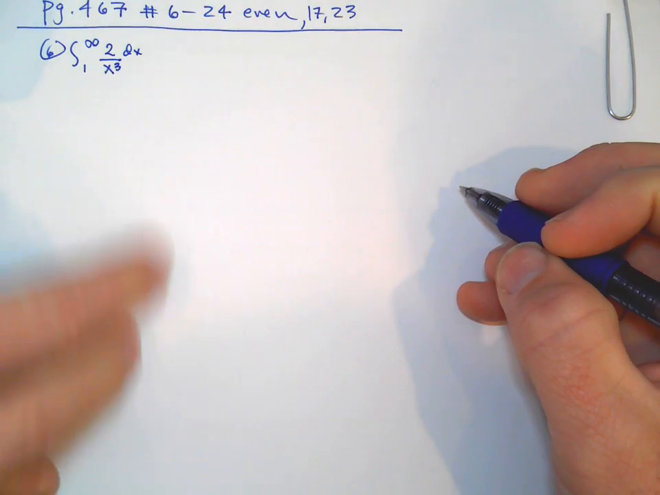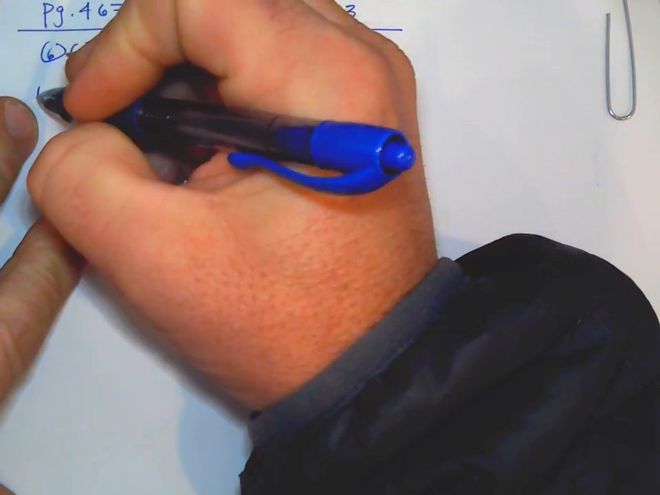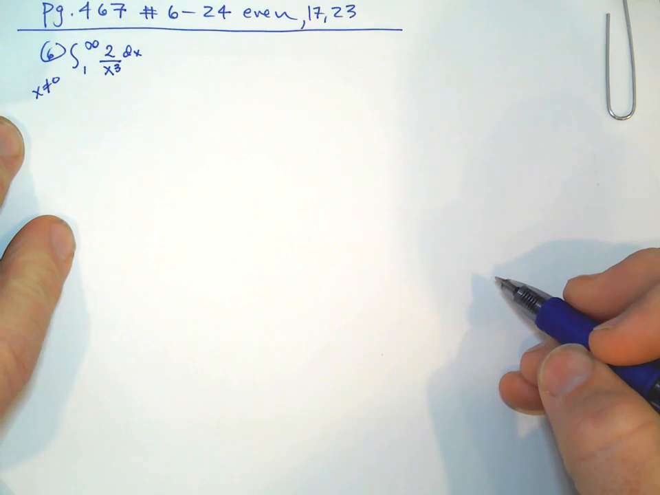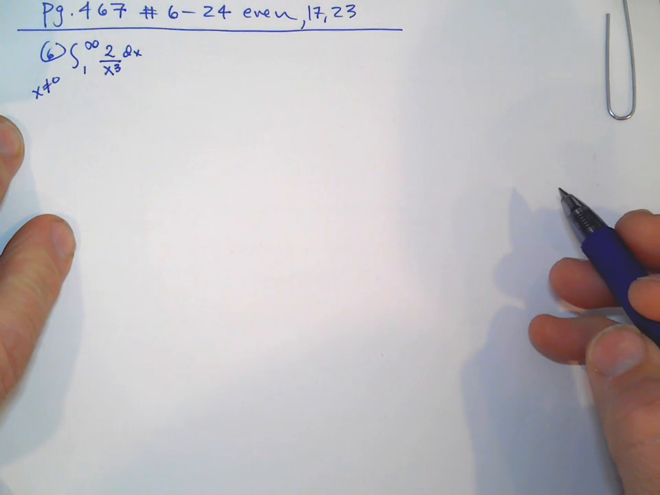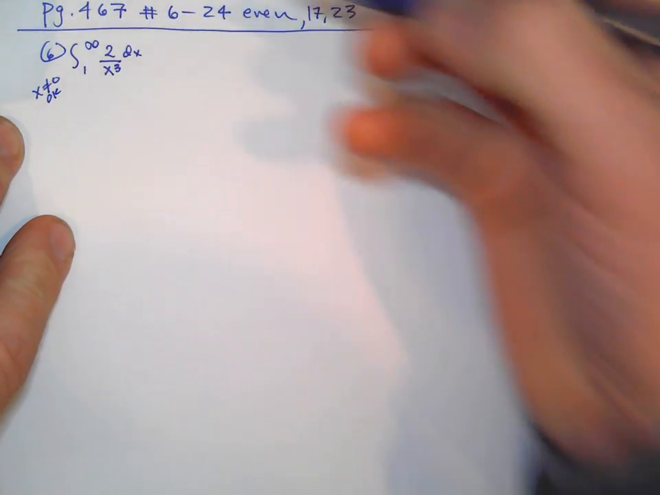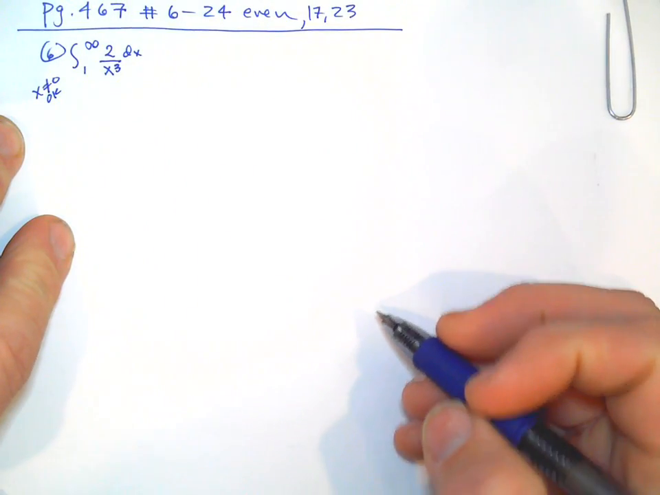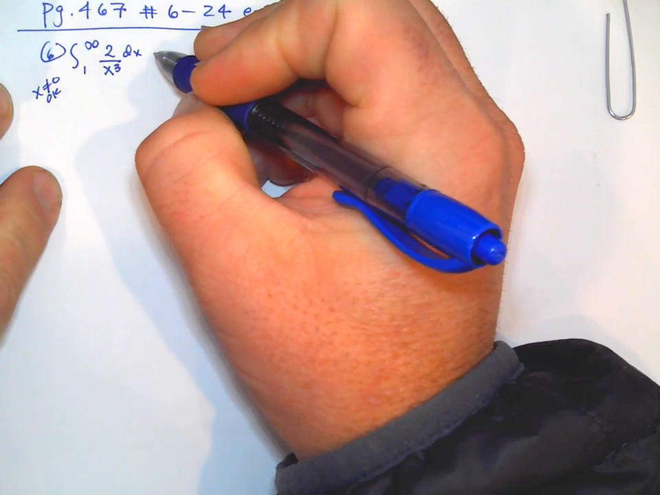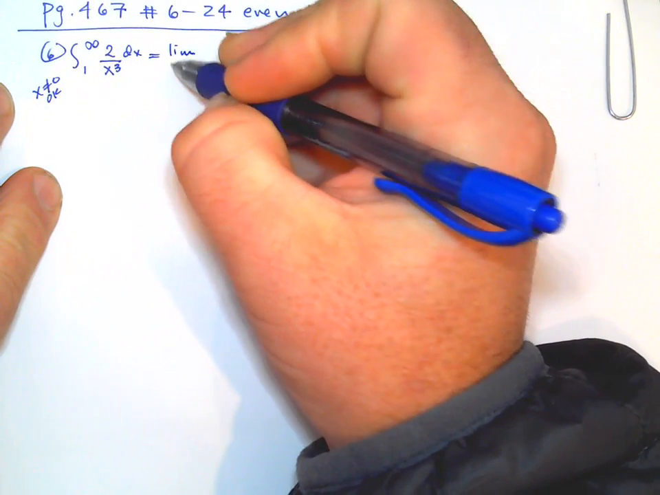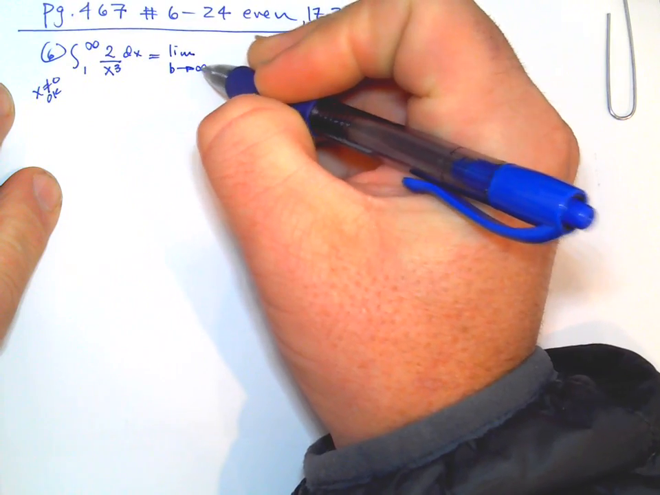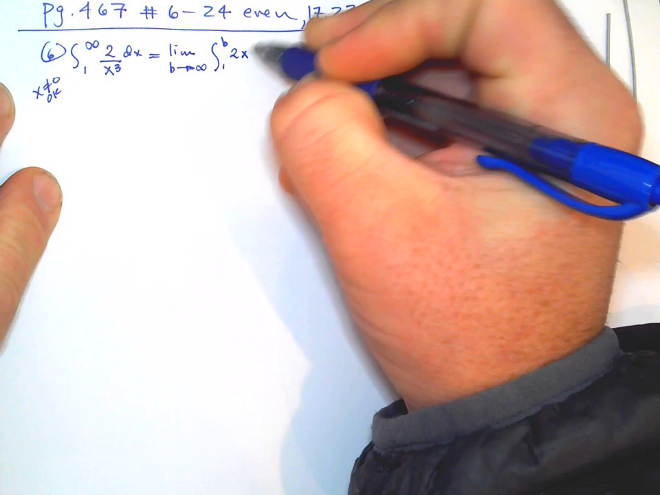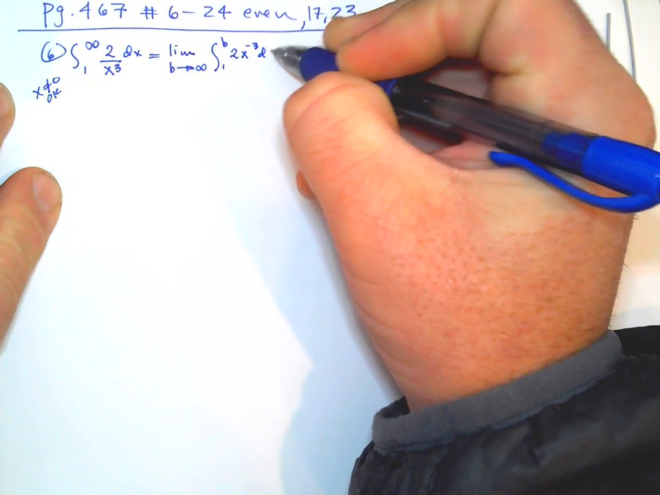You don't need to sketch these, but you should say, okay, you know what? x equals 0 is a vertical asymptote. So this is just setting it up for our next lesson. But this time it's okay. It's not between the limits. So we're going to rewrite this as a limit as b goes to infinity of the integral from 1 to b, and I'm going to rewrite it as 2x to the negative third. It's a power rule.